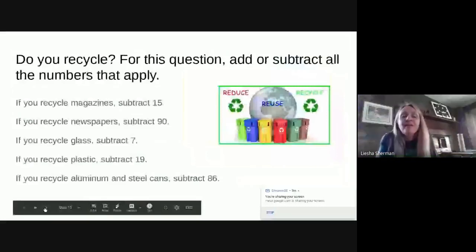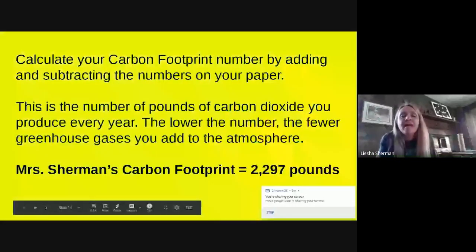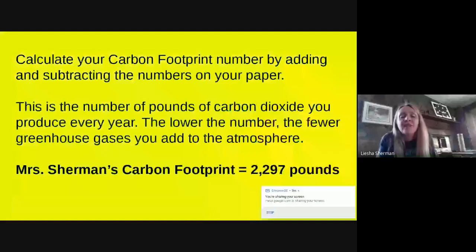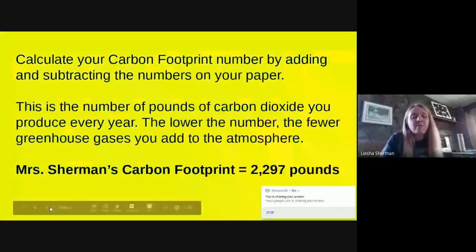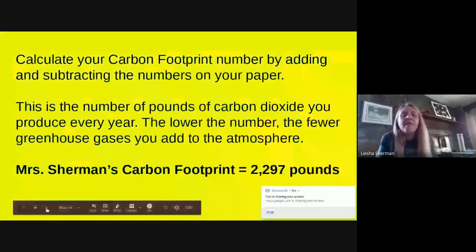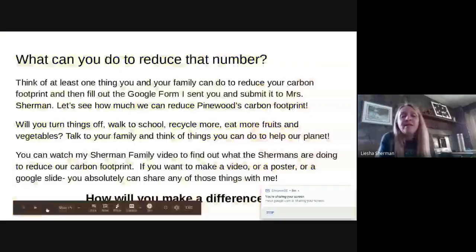All right, you have now calculated your carbon footprint number by adding and subtracting the numbers on your paper. This is the number of pounds of carbon dioxide you produce every year. The lower the number, the fewer greenhouse gases you are adding to the atmosphere. My carbon footprint was 2,297 pounds, which sounds like a lot to me. So I'm already thinking, can I make that number lower? What can you do to reduce that number?